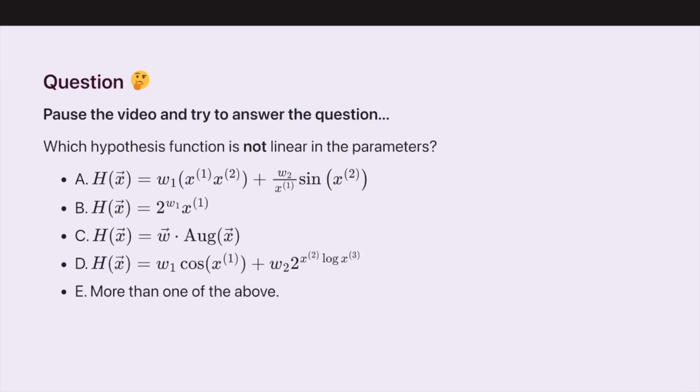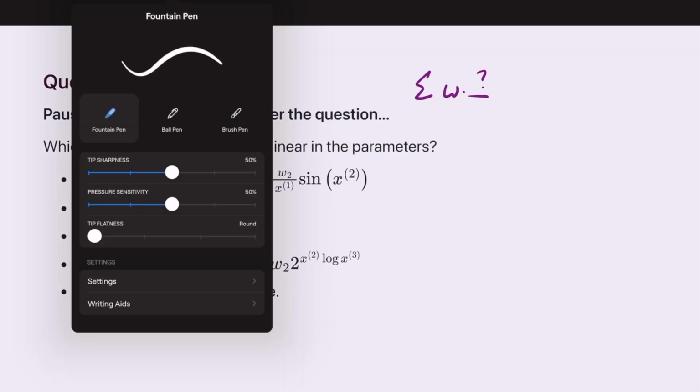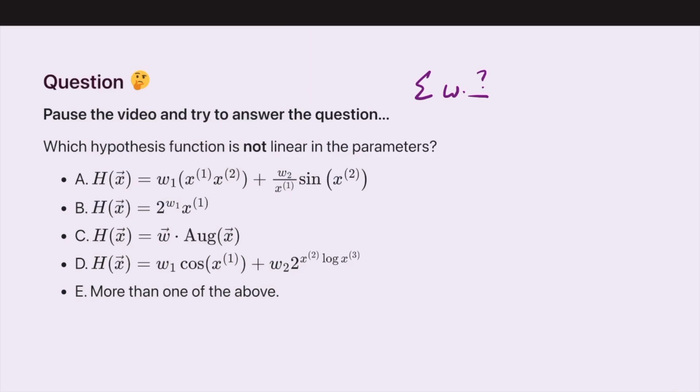Remember, our goal is to determine which of these hypothesis functions is not linear in the parameters. So we want to identify the ones that follow our case, where we're summing some w multiplied by some thing. And we want to ensure that there are no w's occurring in the something, that they're all out here. Based on the information that we have, let's go ahead and begin to look at them.